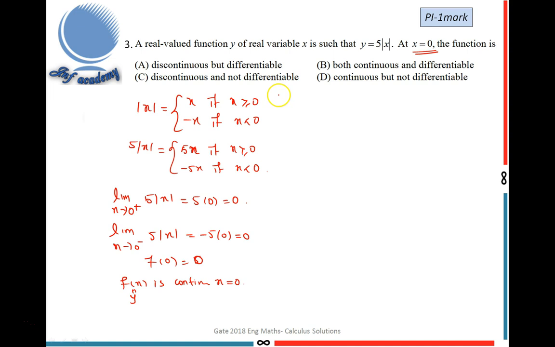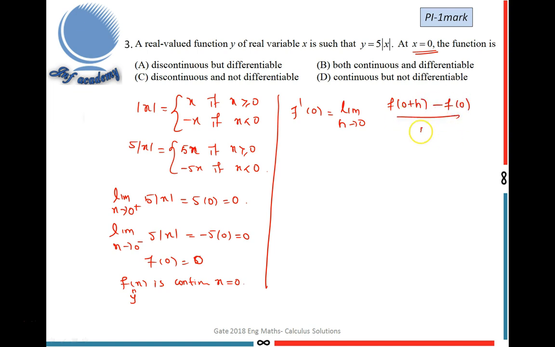Next, check the differentiability. The derivative definition says f dash of 0 equals the limit as h tends to 0 of f of 0 plus h minus f of 0, divided by h. Here f of 0 is 0. Two cases are available, h greater than 0 and h less than 0, the right hand limit and the left hand limit.